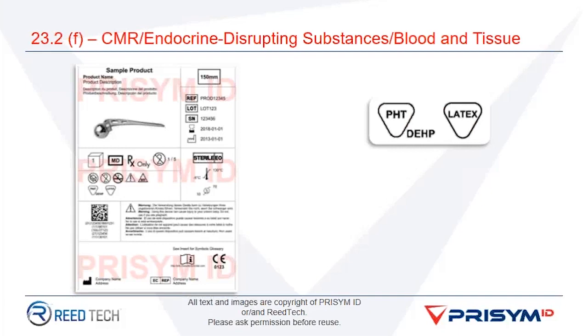Also for blood and tissue requirements, so that some of those are new as well, and pretty much all but the human blood derivative requirements are new within the EU MDR and require additional information to be declared on your label.